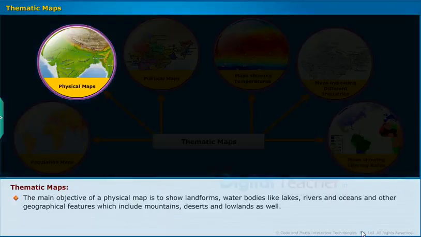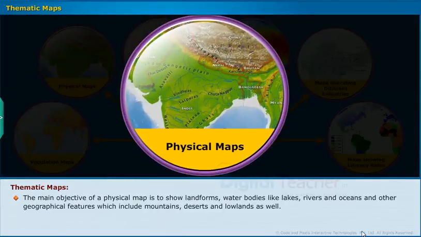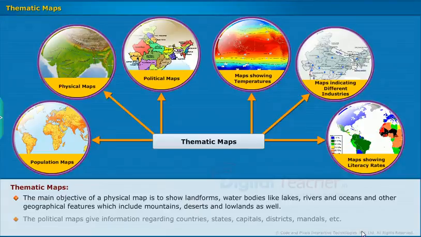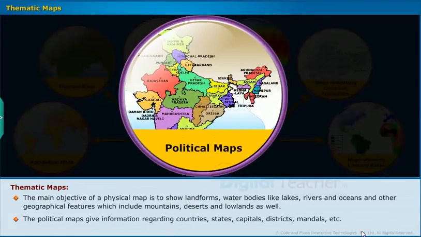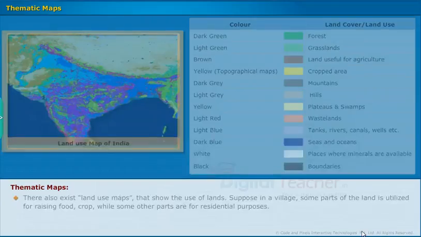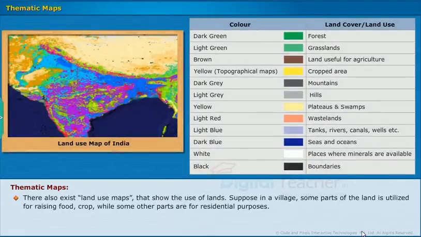The main objective of a physical map is to show landforms, water bodies like lakes, rivers, and oceans, and other geographical features which include mountains, deserts, and lowlands as well. The political maps give information regarding countries, states, capitals, districts, mandals, etc. There also exist land use maps that show the use of lands.